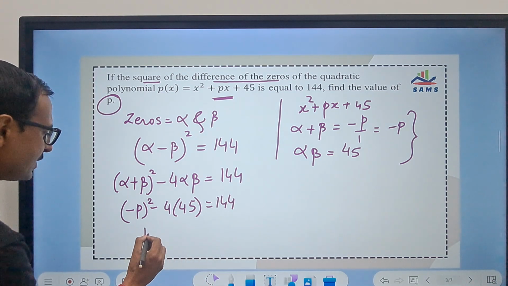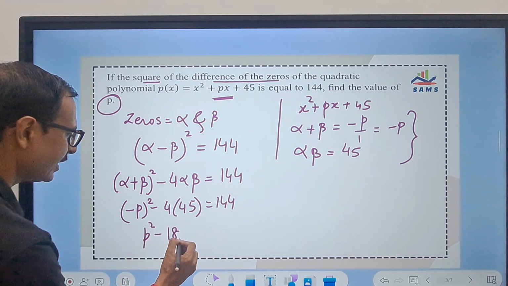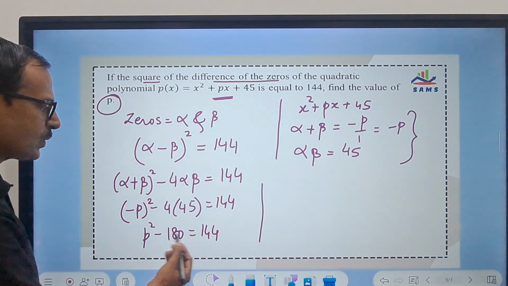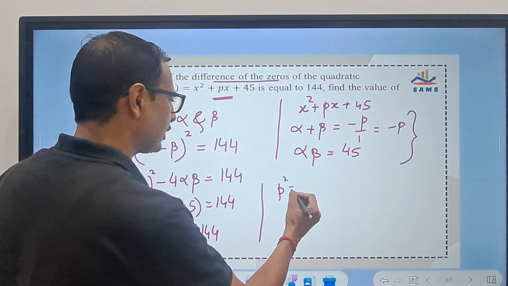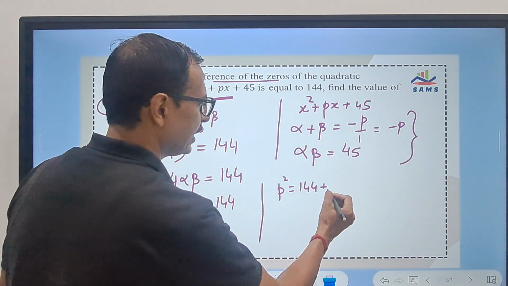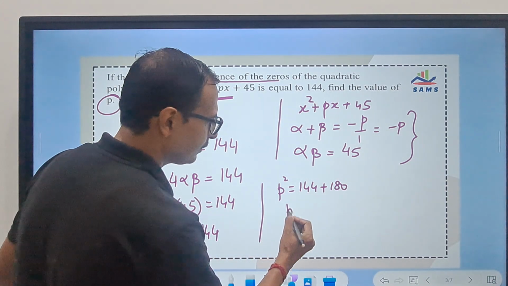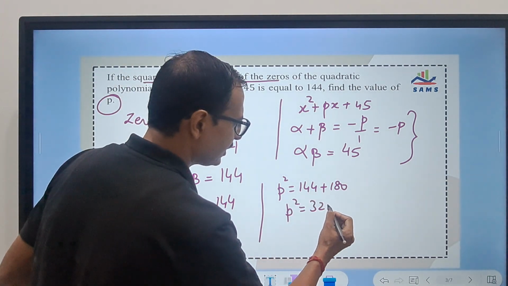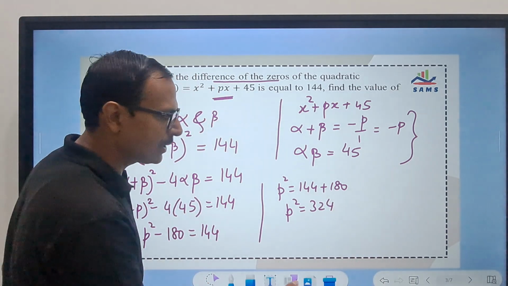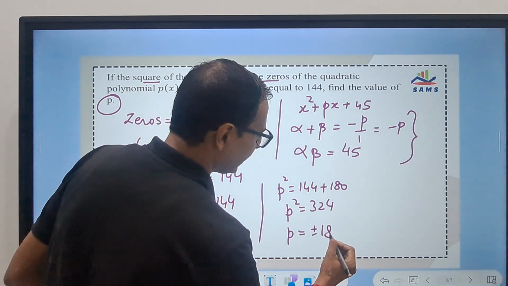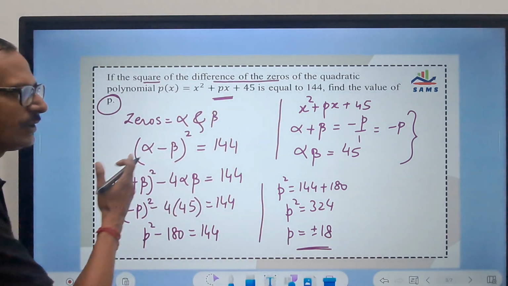Pretty easy. After this, p square minus 180 equals 144, which gives me p square as 144 plus 180, which is 324. P square is 324, and 324 I know is 18 square, and so the value of p is plus minus 18, and there we go, the answer for the question.